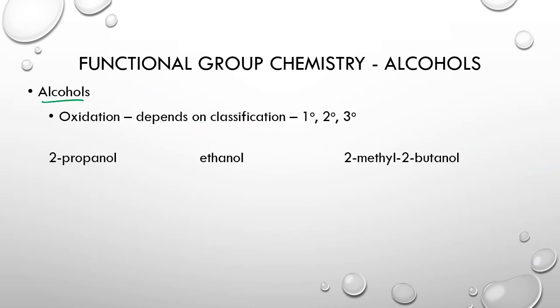Alcohols can also be oxidized. Remember that oxidation is the loss of electrons or protons, hydrogen ions. But Leo says GER: lose electrons, oxidation; gain electrons, reduction. So we're looking at taking some electrons and hydrogens away from alcohols. The reaction is going to depend on the classification of that alcohol, whether it's primary or secondary or tertiary. Let's remind ourselves, what does that even mean?